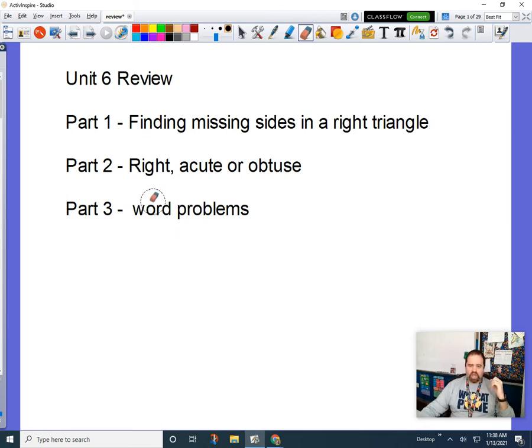So the unit has 3 parts. You will have to be able to find the missing side in a right triangle using the Pythagorean theorem. You'll have to be able to tell me if a triangle is acute, right, or obtuse using the Pythagorean theorem. And then you will have to solve a couple of word problems. And this will cover all of that. Again, go back and watch any of the previous lessons if you need to.